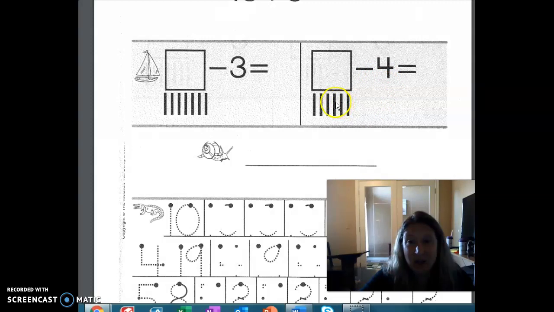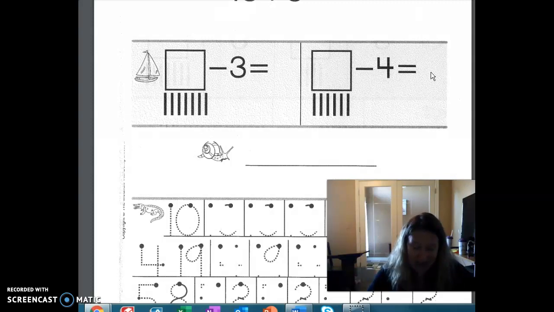1, 2, 3, 4. And what number do we end up with? We end up with 2. So you should write 2 as your answer. So you have 6, take away 4 equals 2 is what you should have. Okay? And next, go down to the snail.